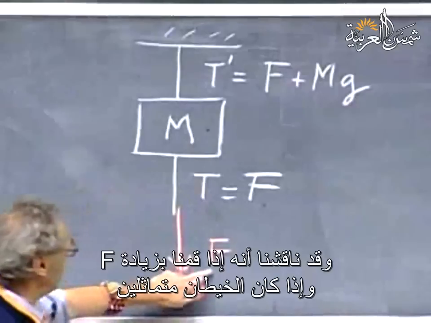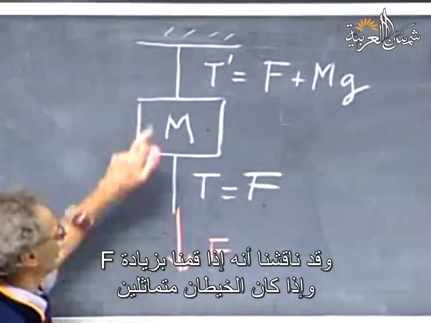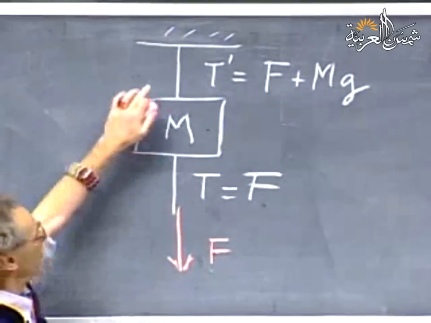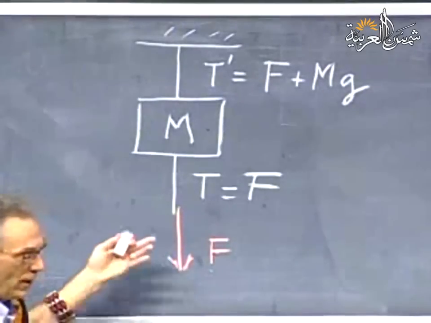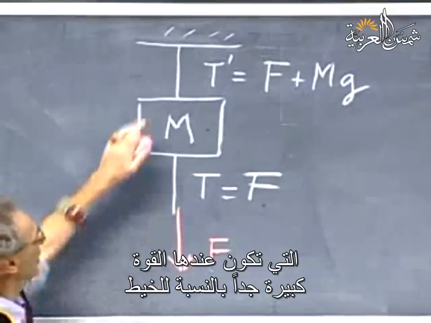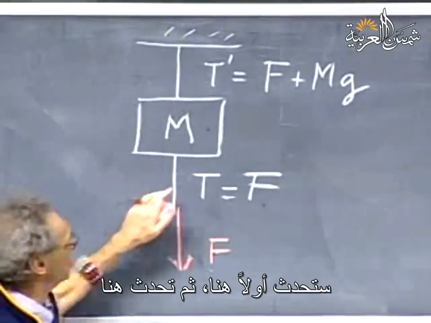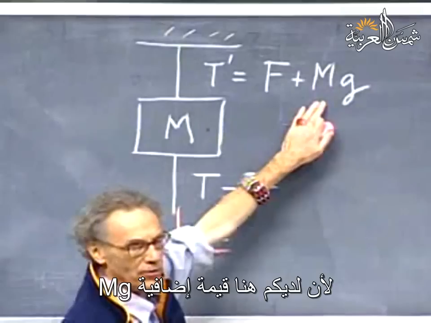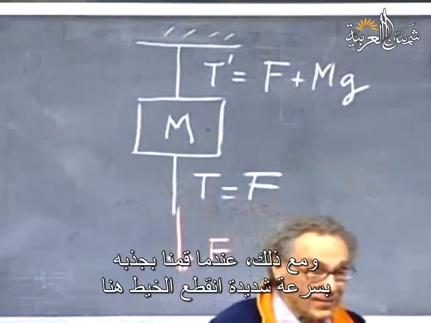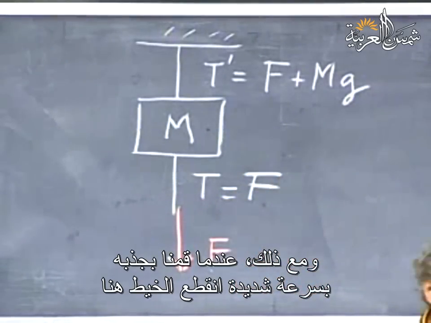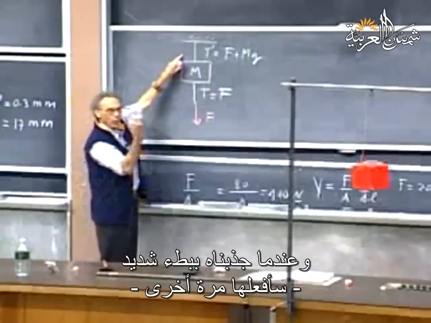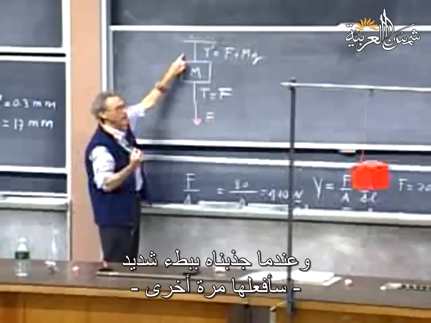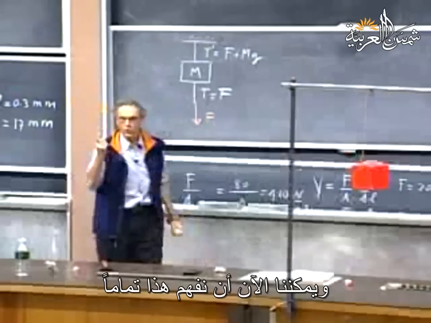And so we argued that if you increase F and if the strings are identical, it should break first here and then here. Because the breaking point, where the force is too large for the string, will occur first here than it occurs here, because you have the extra amount mg. But yet, when we jerked on it very fast, it would break here. And when we pulled very slowly, I will do it again, it would break here. And now we can fully understand that.